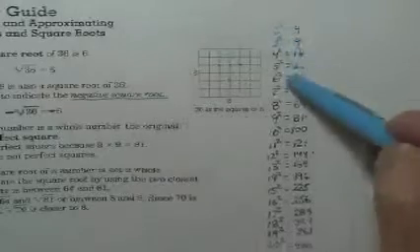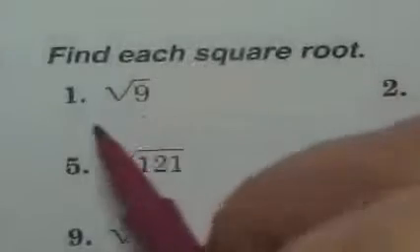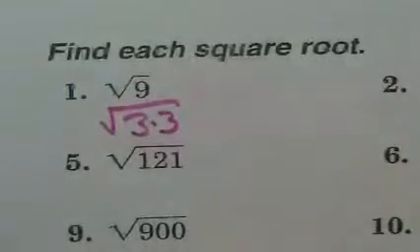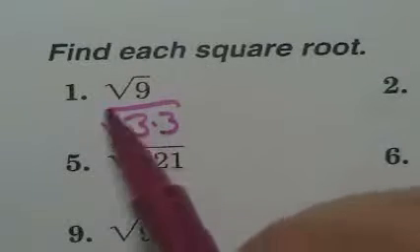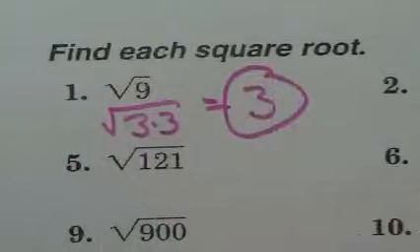Now I did put some square numbers over here on this side. So this should be able to help you. Let's go to number 1. Okay, please don't write an answer. Kind of work this through. So square root 9. 9 is 3 times 3. So a pair of 3's can jump out. So my answer is 3.